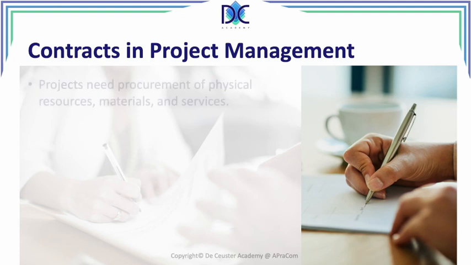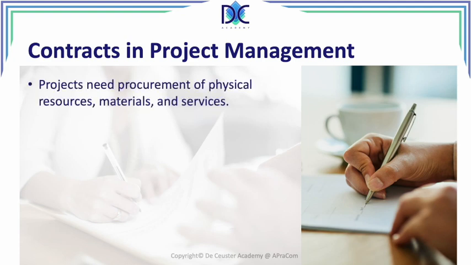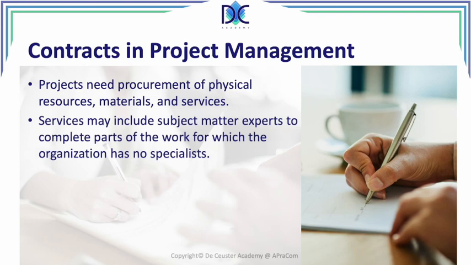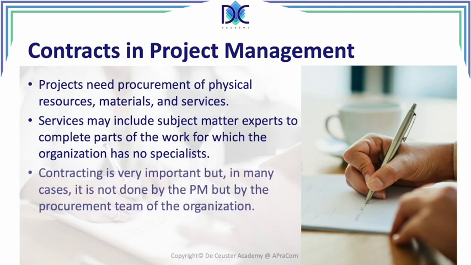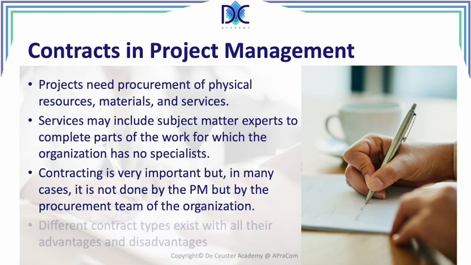Now, when we look at projects, they need procurement of physical resources, materials, and services. Services may include subject matter experts to complete parts of the work for which the organization has no specialists. Contracting is very important, but in many cases, it is not done by the project manager, but by the procurement team of the organization. Different contract types exist with all their advantages and disadvantages.